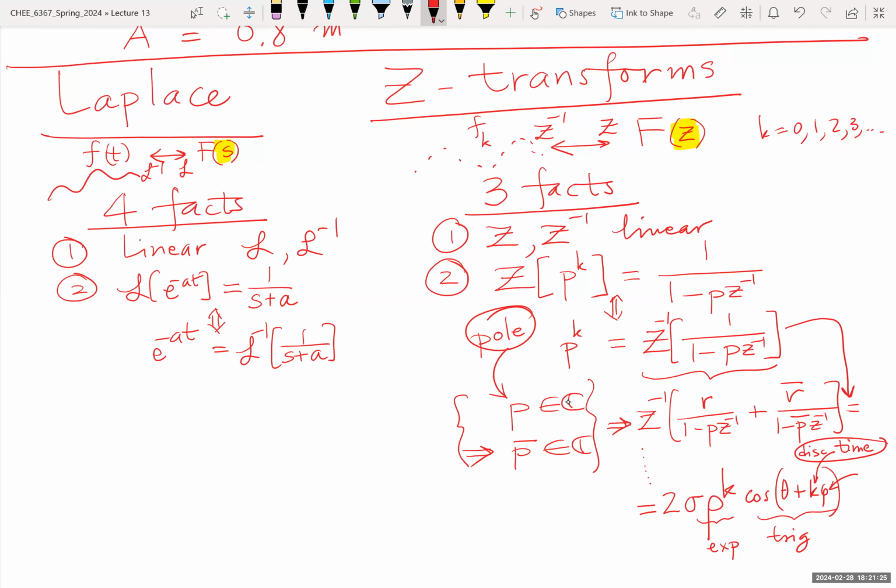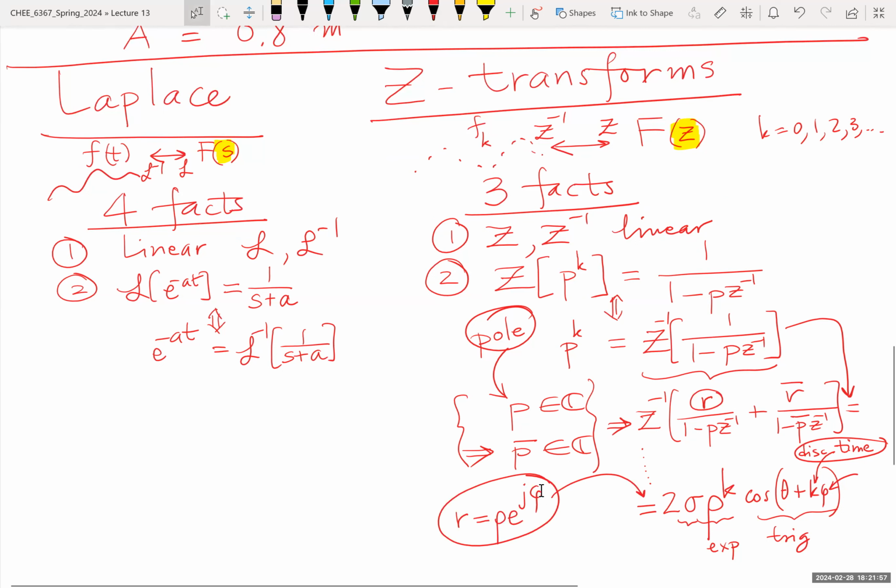This phi is frequency, and sigma and rho are found from the following. This coefficient R here is equal to rho e to the j phi. If we write this coefficient in polar form, which you have explained several times, rho is the magnitude of R, phi is the phase of R, and j is the imaginary unit, j squared is -1. We get this.